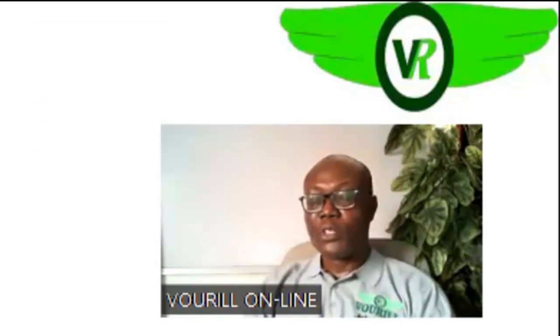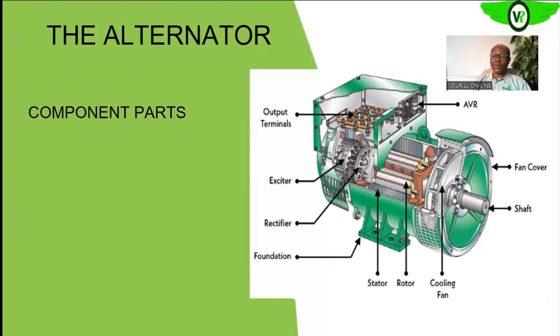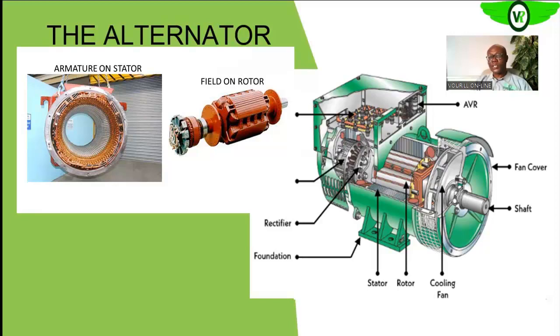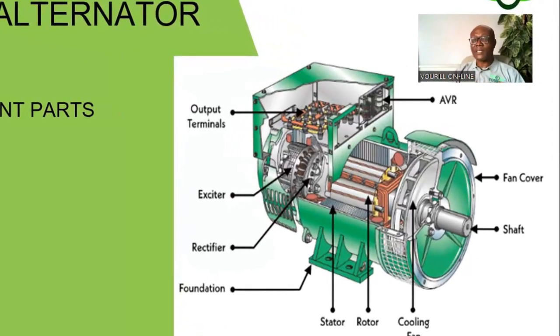The two major components of the alternator are the field winding and the armature winding. The field winding is the part of the generator that produces the rotating magnetic field, while the armature is the part that produces the voltage or the EMF that will eventually be sent from your power station into your transmission line and into your distribution system. So the armature is the part that the voltage is induced into.